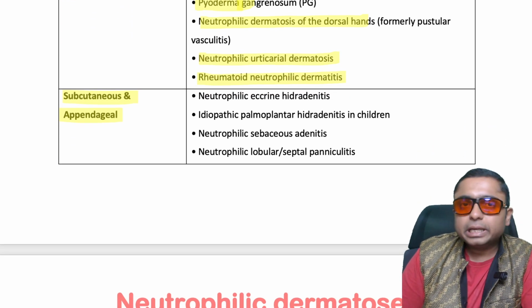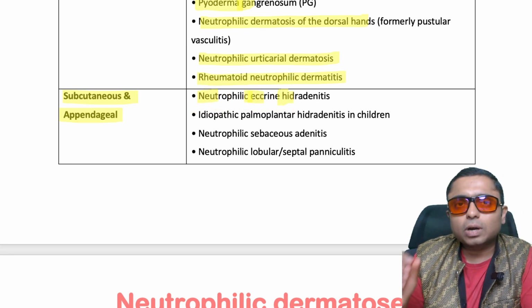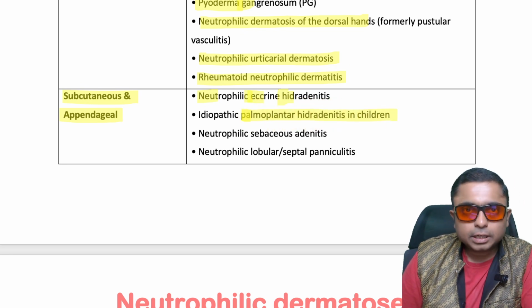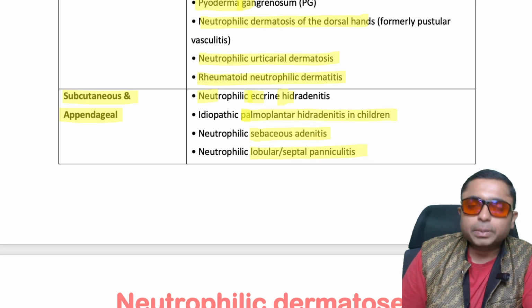And in the subcutaneous and appendigeal varieties, you can see there is neutrophilic eccrine hidradenitis, which is in short called NEH, idiopathic palmoplantar hidradenitis in children, neutrophilic sebaceous adenitis, and neutrophilic lobular septal panniculitis.